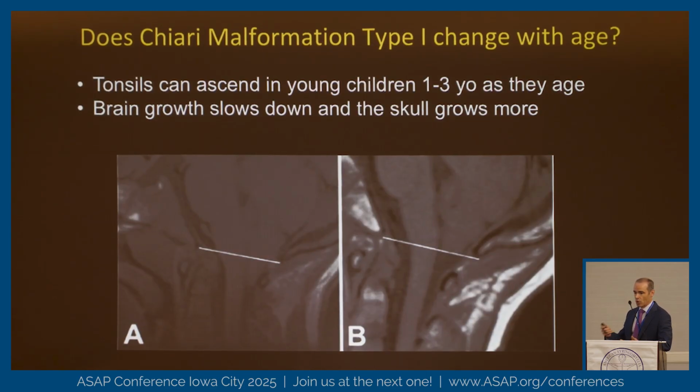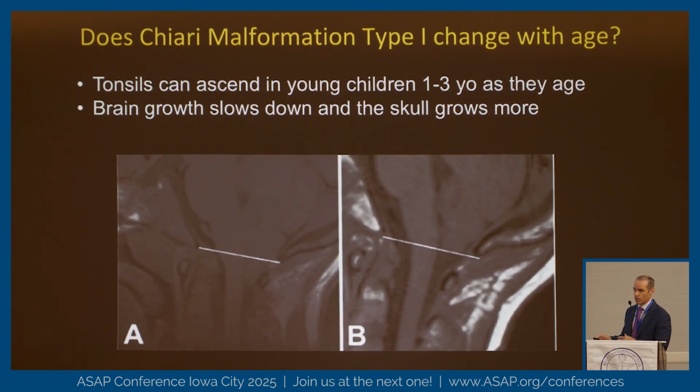A question people always ask is, does Chiari malformation change with age? The tonsils can ascend in young children, really young, 1 to 3 years of age, as they age. We'll see a lot of children, that 2 to 4% population of Chiari, where the brain is very full. The brain is growing a lot in the first couple of years of life, and the skull is just responding to that brain growth.